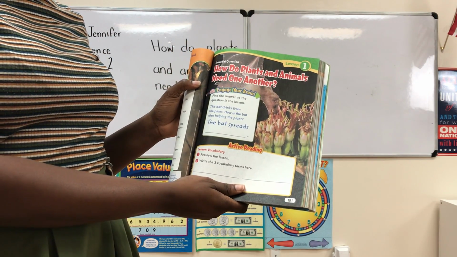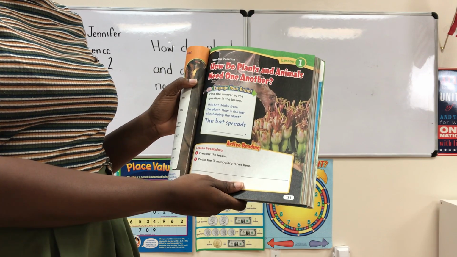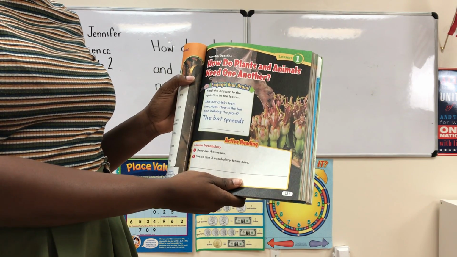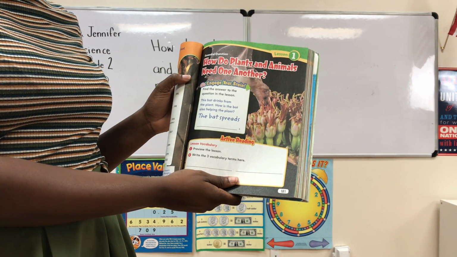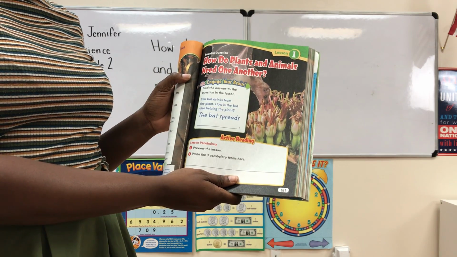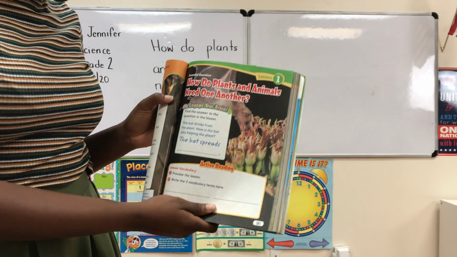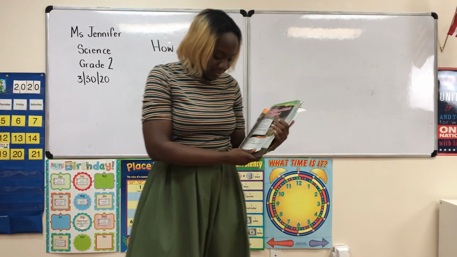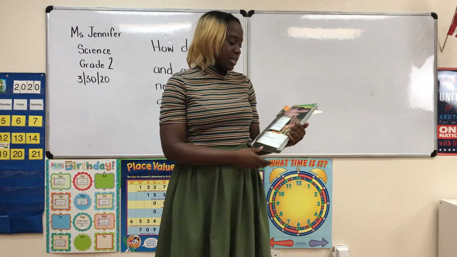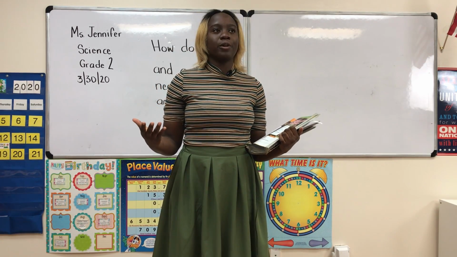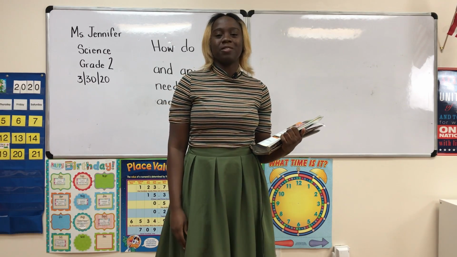So engage your brain. This bat drinks from the plant. How is the bat also helping the plants? The bat spreads what? So let's really think about that. The bat comes to the plant, starts drinking water. It seems like it's drinking water from the flower. What's in the flower? I'll let you think about that.